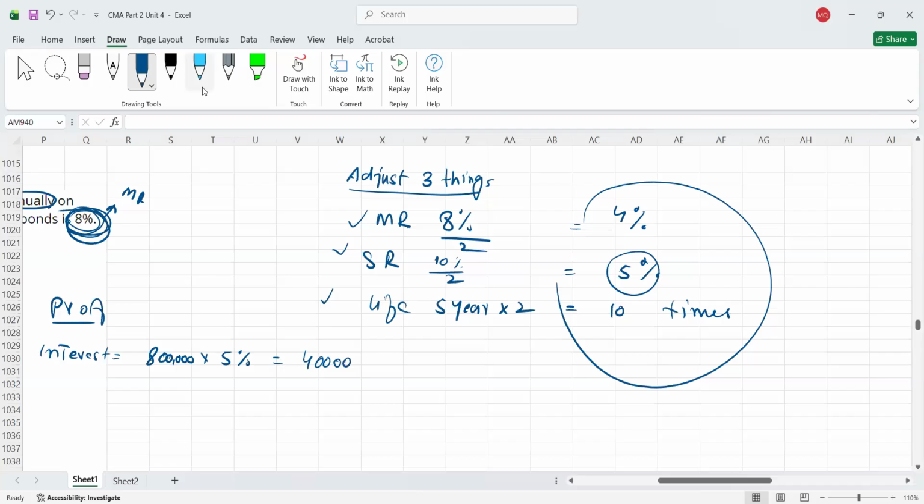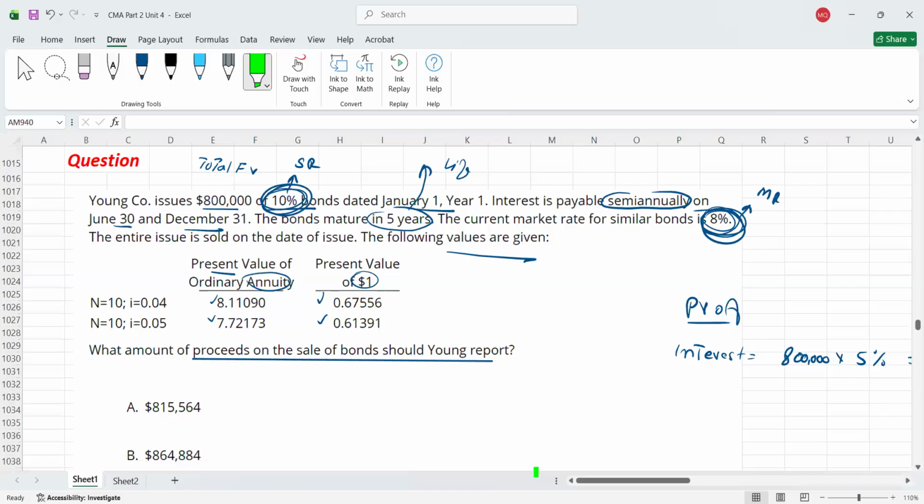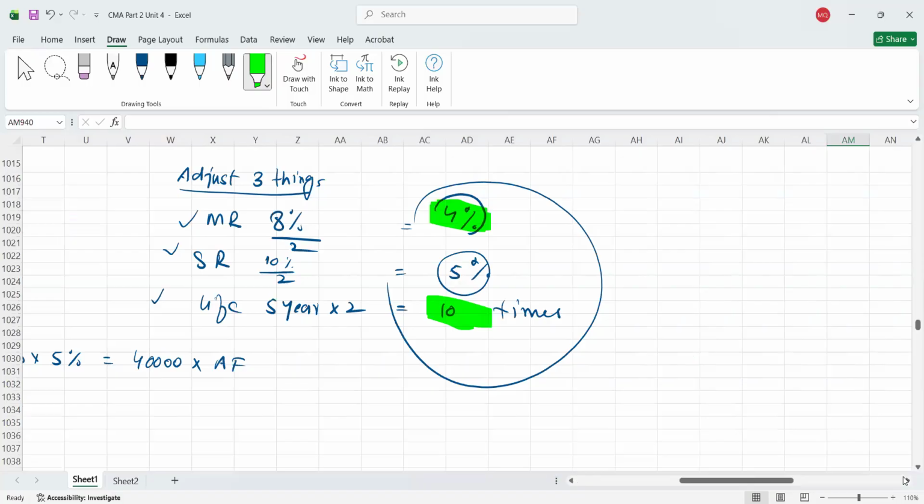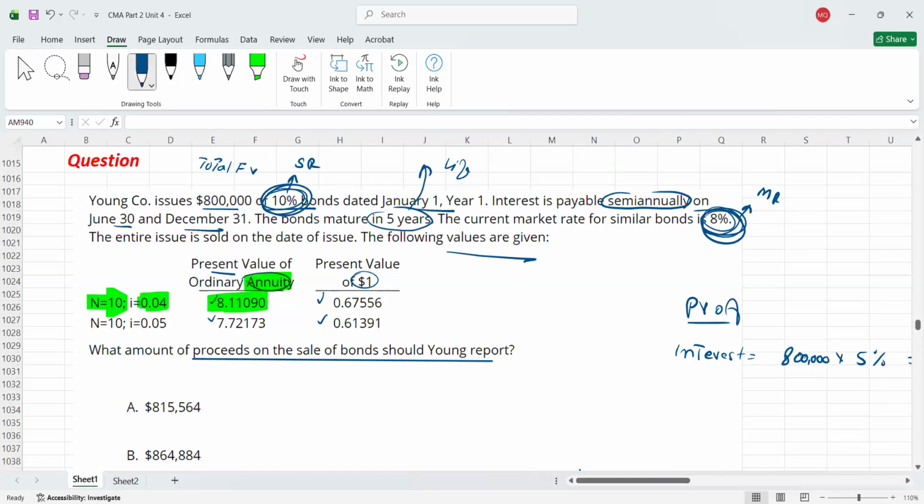This is the interest. Now you need to multiply this interest with the annuity factor, because we have to calculate the present value. How will you select the annuity factor? You have to look at 4%, because the market rate is 4% and periods are 10. Go to the table, look here: N means the number of periods, 10, market rate 4%. This is the annuity factor you will pick, 8.1109.